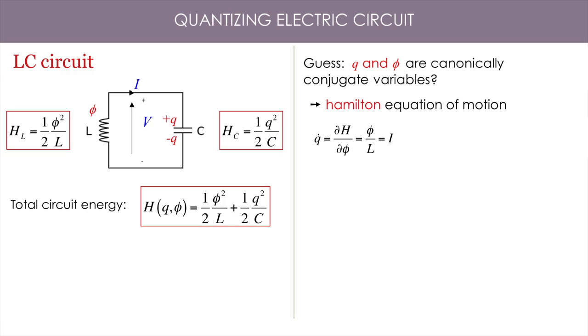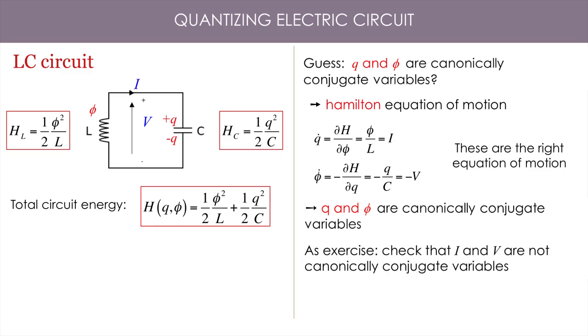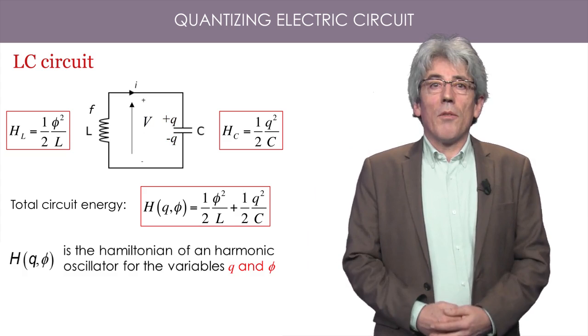The second Hamilton equation reads phi dot equals minus dH over dQ equals minus Q over C. This equation expresses that the voltage at the capacitor equals the voltage at the inductor. These two equations are the proper equations of motion of the circuit. As a result, we now know that Q and phi are canonically conjugate variables. As an exercise, you can check that the current I and the voltage V do not form a pair of canonically conjugate variables.